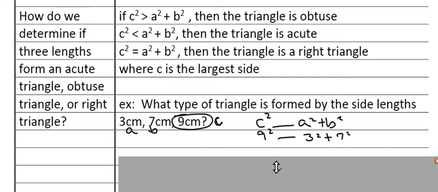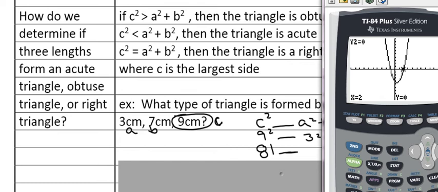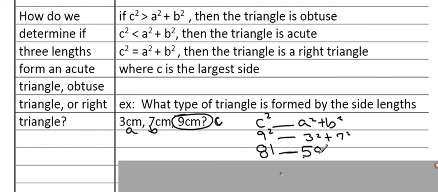9 squared is 9 times 9, which is 81. And we're going to compare that to 3 squared plus 7 squared, which is 58. So 81 is greater than 58. So c squared is greater than a squared plus b squared. That makes this triangle an obtuse triangle.